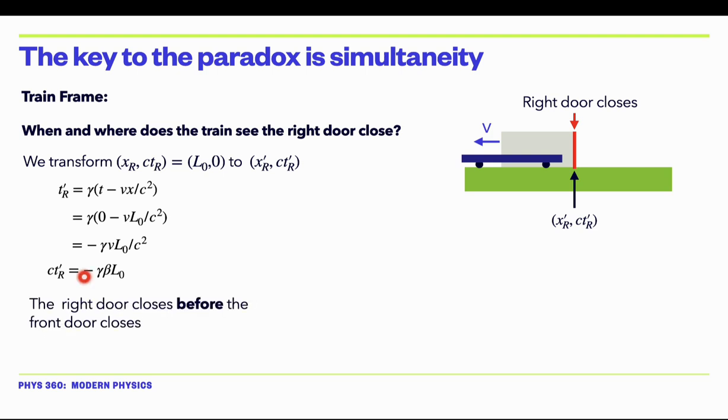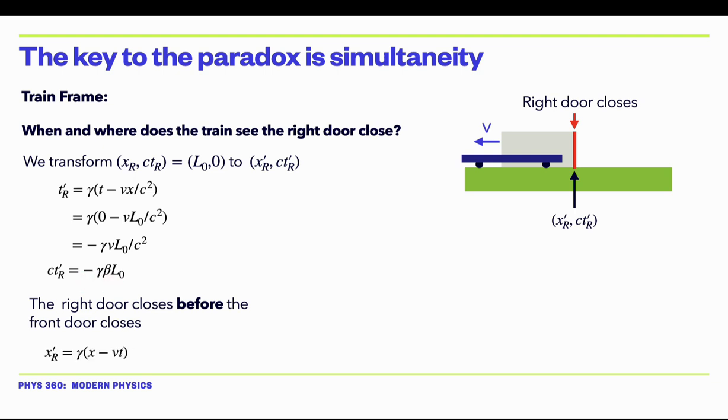Notice that this is a negative number. So beta is positive, gamma is positive, L0's positive. So since there's a negative sign here, it says that the right door actually closes before the left door closes, as seen from the train. Because remember, the left door closed at time t equals 0. So if this is negative, it's going to close before.